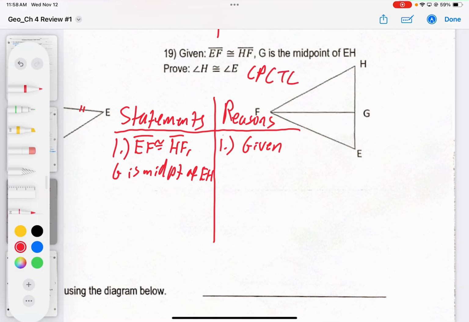Watching the elbow strategy actually works. Telling you. So I already have a pair of sides congruent. Let's mark it in the picture. EF congruent to HF. And then what? Vocab. Do the midpoint. HG congruent to GE. Then you can do the reflexive. Definition of midpoint. Got ahead of myself there. And then you put them reflexive.